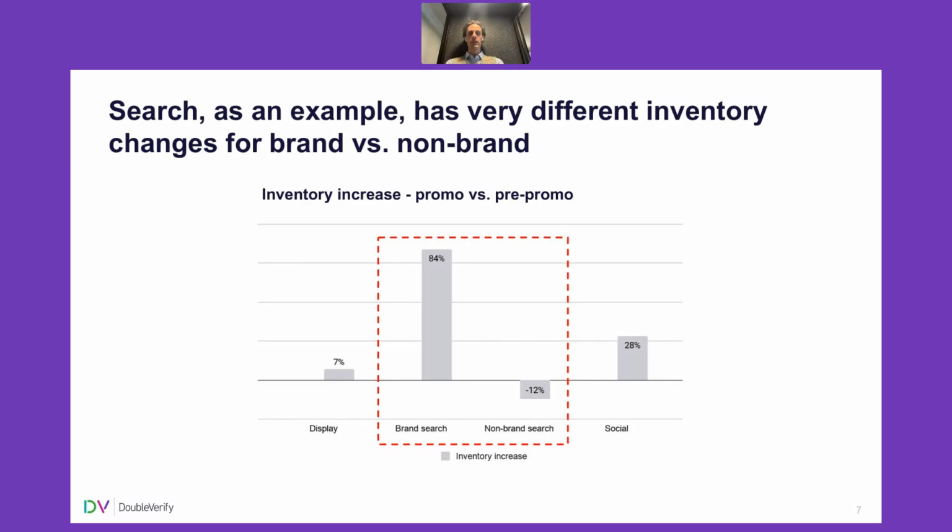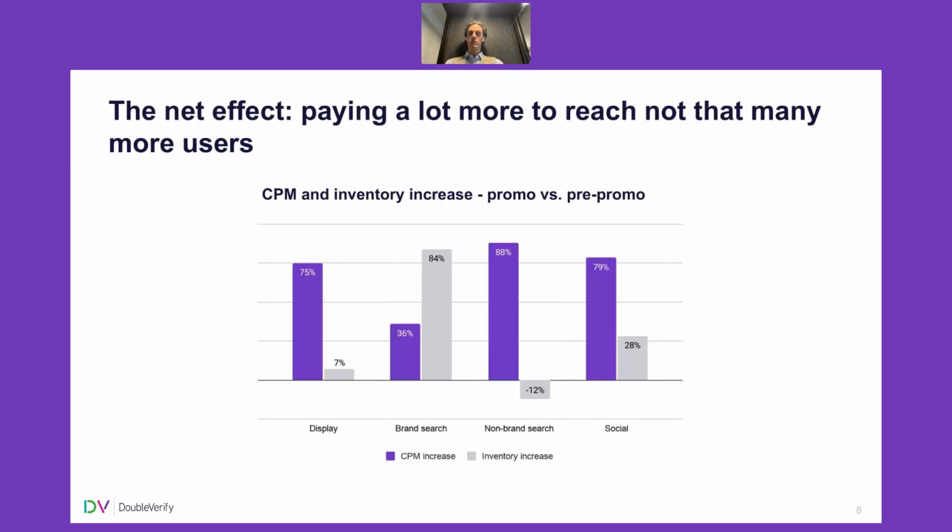So let's add into this, what do we see in terms of the cost increases? So for display, unsurprisingly, not that much more inventory available, and so we're actually seeing very dramatic increases in CPM, about 75% increase in CPM. For brand search, where there is a lot more inventory available, the cost increases, not the spend increases, but the cost increases are a bit more moderate, so about 35% CPM or CPC increase for brand search. Non-brand, a little bit less inventory available, and so we see extremely dramatic cost increases there, almost 90% increase in media costs for non-branded search during the promo period. And then social, a little bit in between, they do have more inventory available, but still we are getting quite substantial increases in costs there as well.